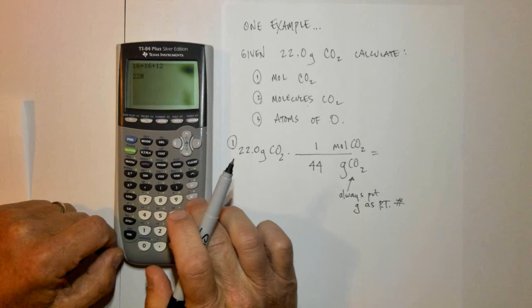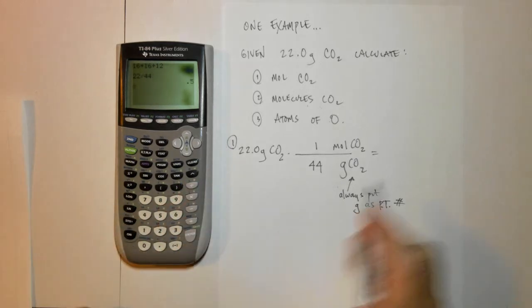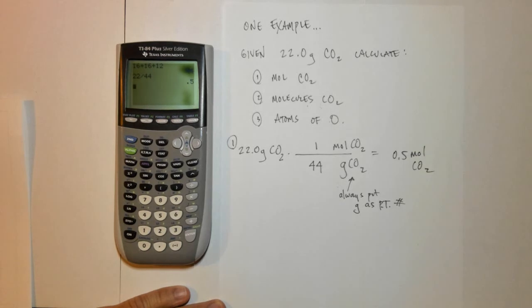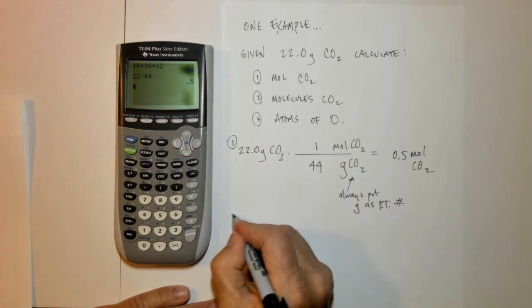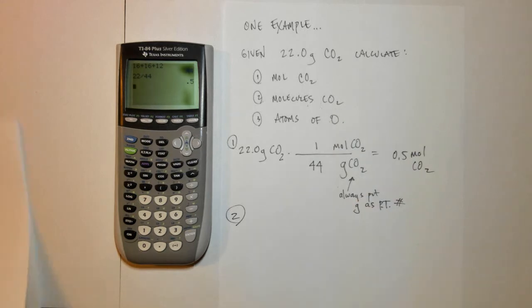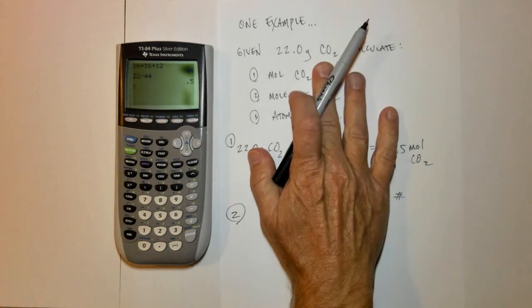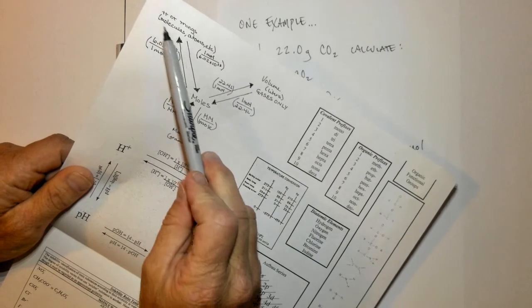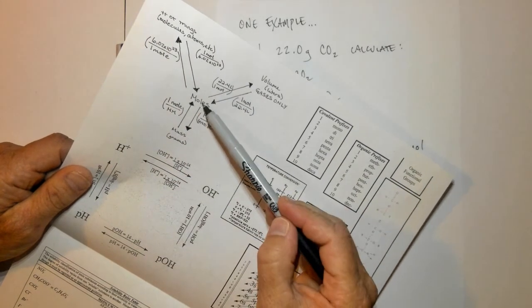You can go ahead and do that on your calculator if you want, but hopefully you get 0.5. So here we have 0.5 moles of CO2. Step number 1 done. Number 2, we want to know the molecules of CO2. And we can go ahead and start with 22 grams if we want, but maybe we'll recognize that to get to molecules of CO2, we need to know the moles.